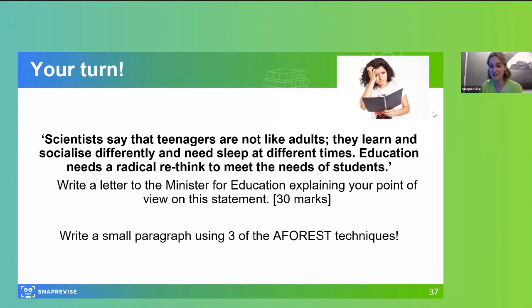Fabulous. So as you can see, using the A-Forest system, you are using these persuasive techniques in a way that doesn't really even feel like, when you're just reading it, doesn't necessarily feel like, okay, this person is checking things off. It just free flows and it just becomes part of your persuasive rhetoric. So absolutely fabulous. Well done, everyone.